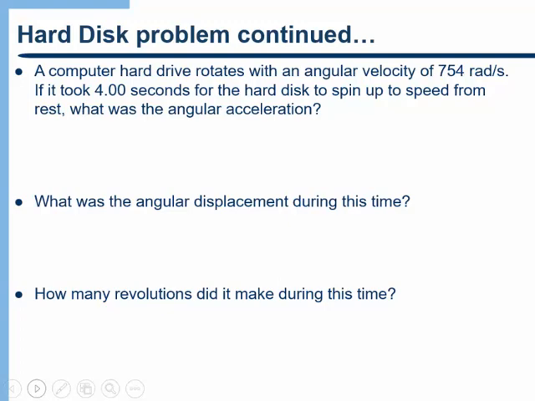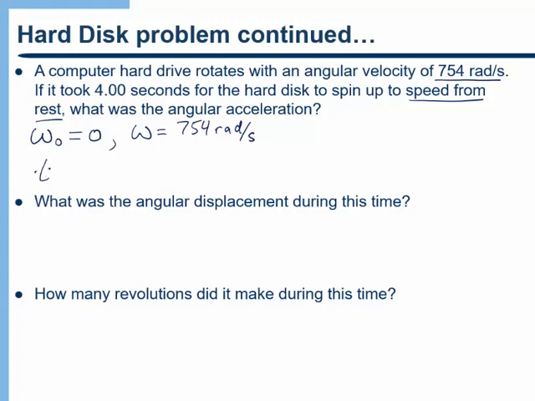In this case, we're told that the hard disk spins up to speed from rest. Therefore, the initial angular velocity is going to be 0. The final angular velocity here is given as 754 radians per second. You'll notice we're also given how much time it takes for this change to occur. t is equal to 4 seconds. And we also see that what we're looking for is alpha, the angular acceleration.